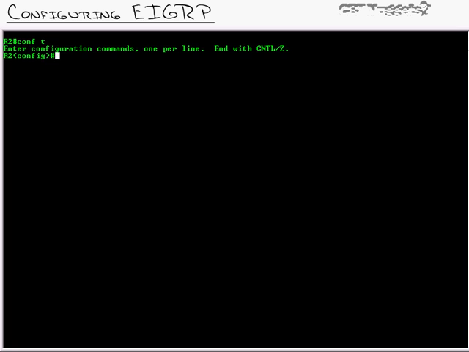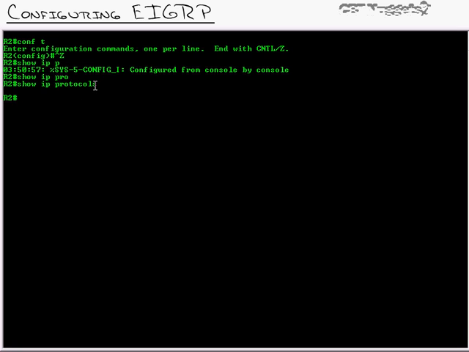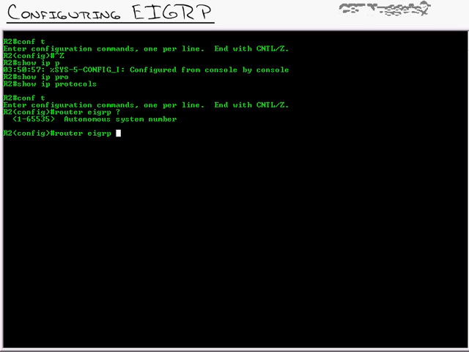So first off, we need to start the routing process. Let me back out here and just do a show ip protocols, which if you hit enter shows nothing. This command verifies what routing protocols are running, and we can see that nothing is out there. I'm going to type in router eigrp followed by an autonomous system number.